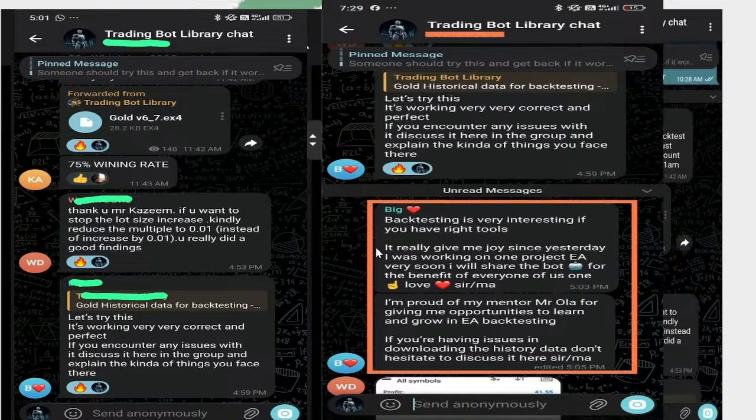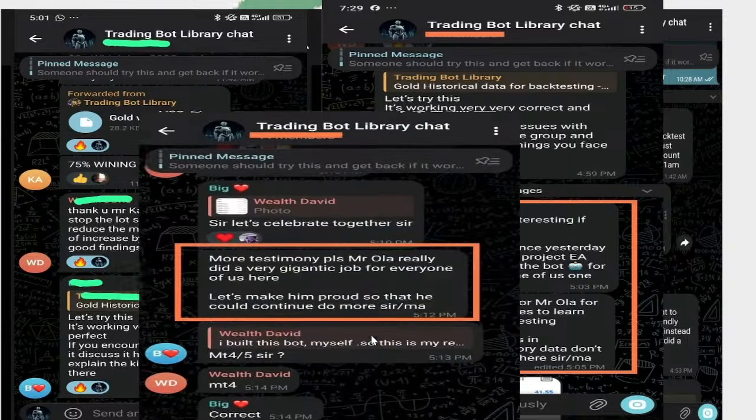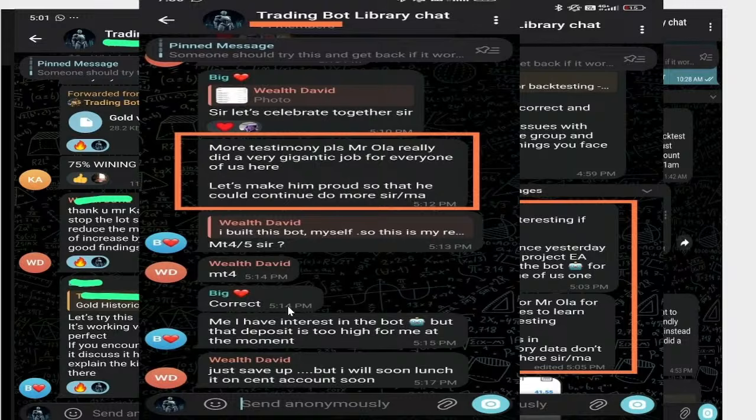"Backtesting is very interesting if you have the right tool. It really gives me joy since yesterday. I am proud of my mentor, Mr. Ola, for giving me the opportunity to learn and grow in EA backtesting." So all these things you are going to learn. See this one. You say more testimony, please. "Mr. Ola really did a very gigantic job for everyone. Let's make him proud."